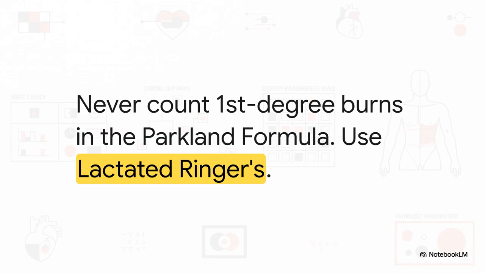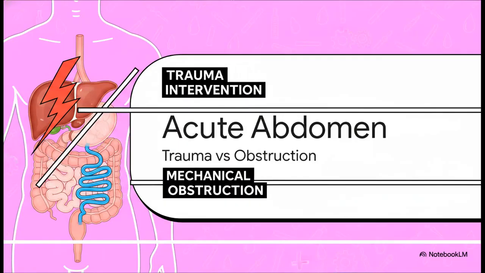Also, your fluid of choice here needs to be lactated ringers. If you push massive amounts of normal saline, you run the risk of triggering a severe hyperchloremic metabolic acidosis. You're strictly titrating these isotonic fluids to maintain a solid urine output of at least 1 cc per kilo per hour. Let's transition to Module 3, the acute abdomen, where we'll tackle trauma versus obstruction.